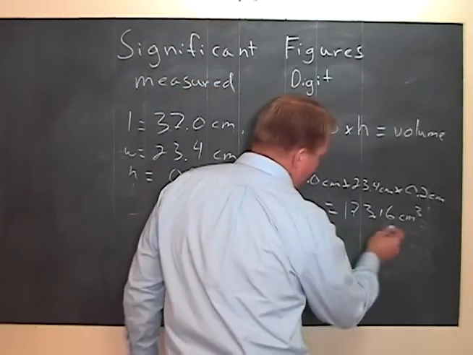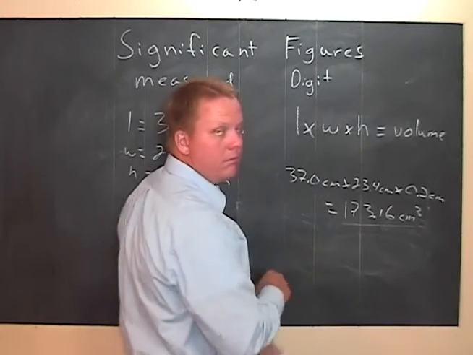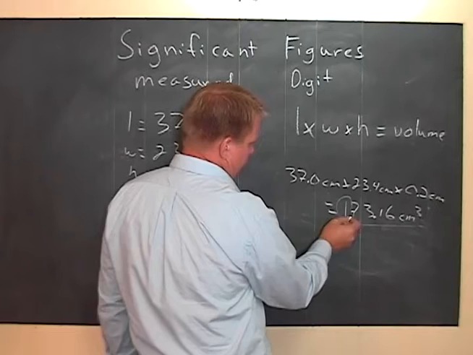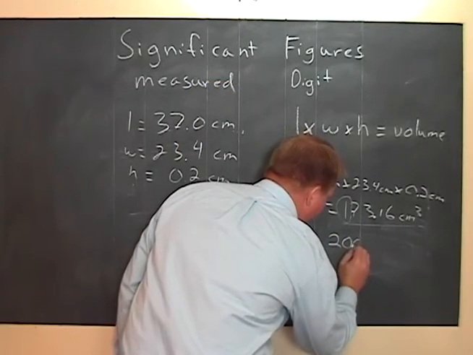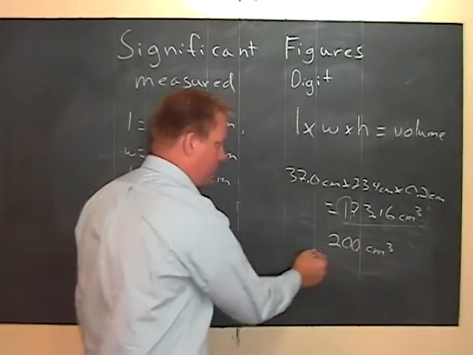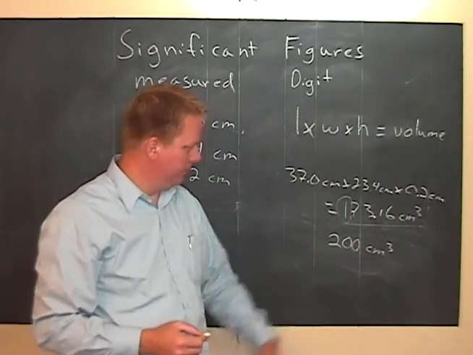So, we can only keep 1 digit here. What's the digit we want to keep? The biggest value. So when we figure this out, that's the digit we want to keep. Does it round up? It does. So it ends up being 200 centimeters cubed. Again, those zeros are placeholders. They're not significant. So we don't put a decimal place there.